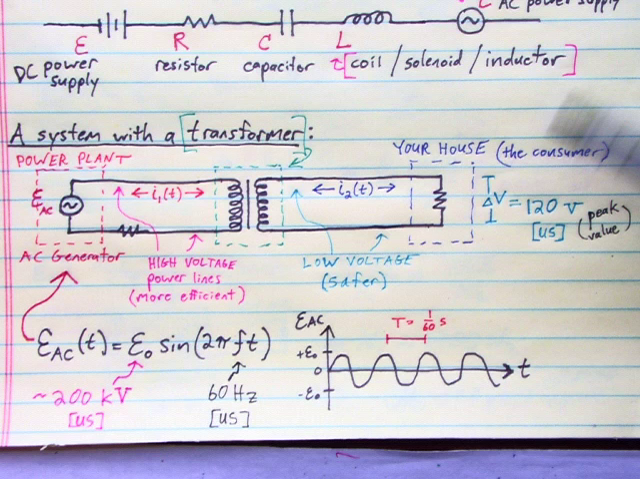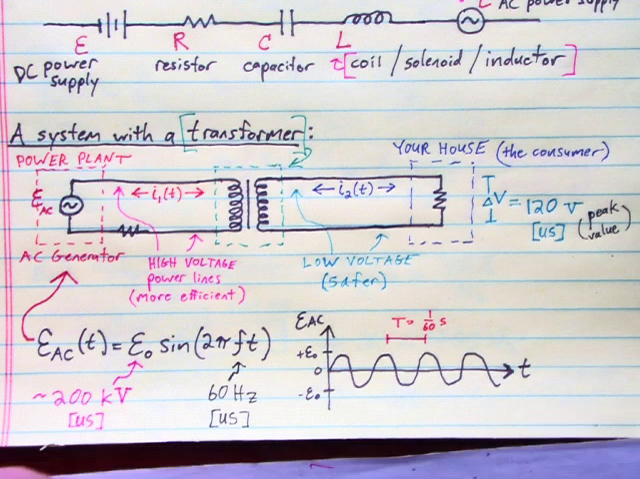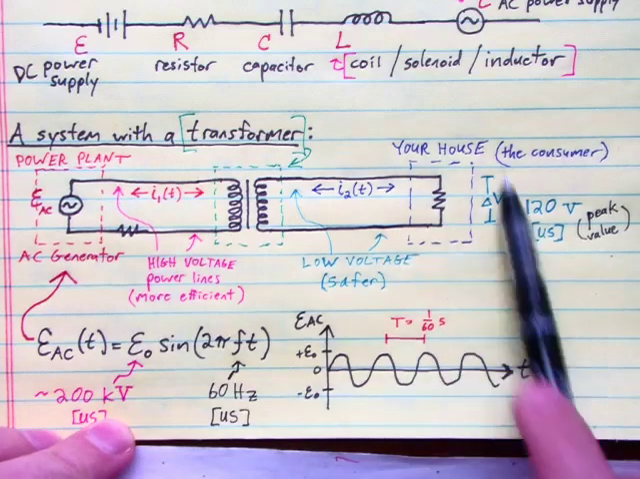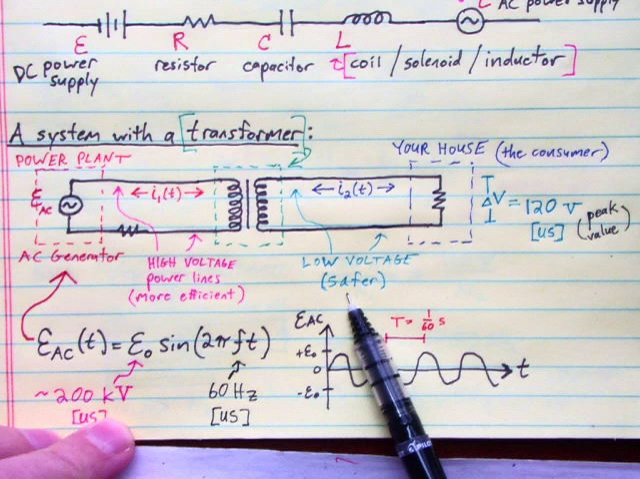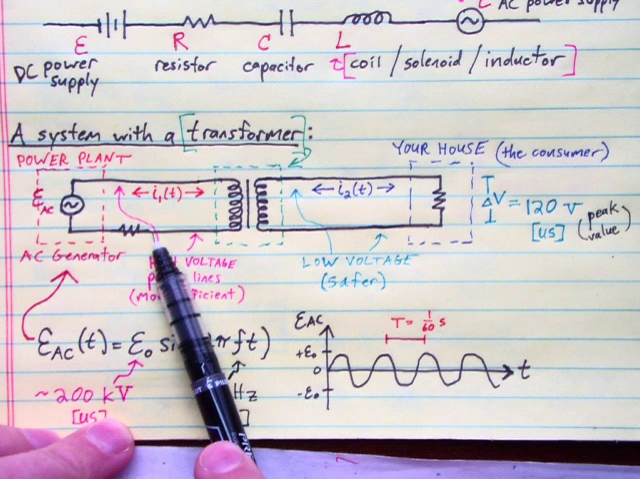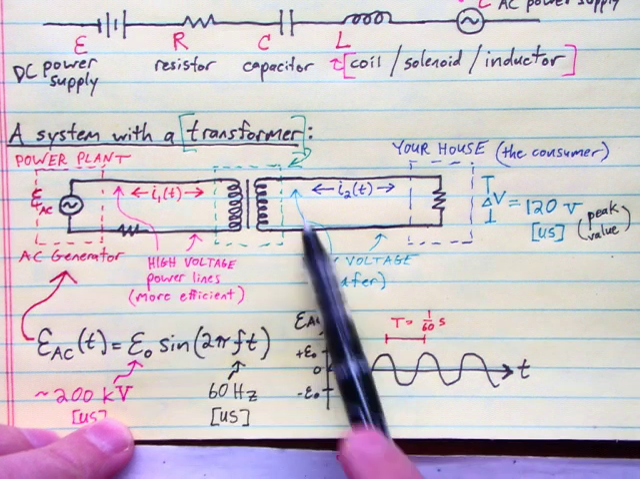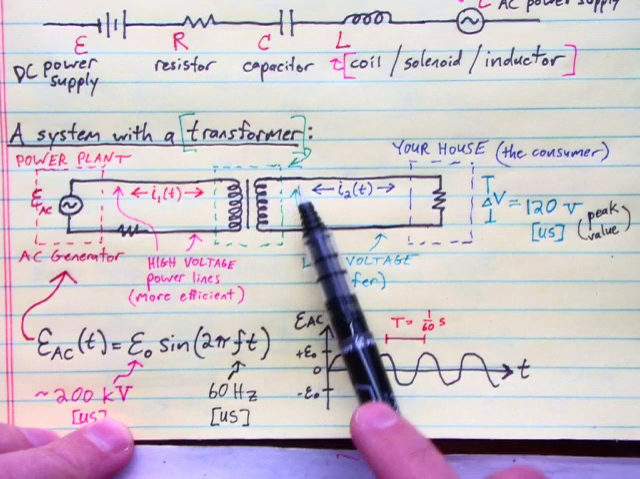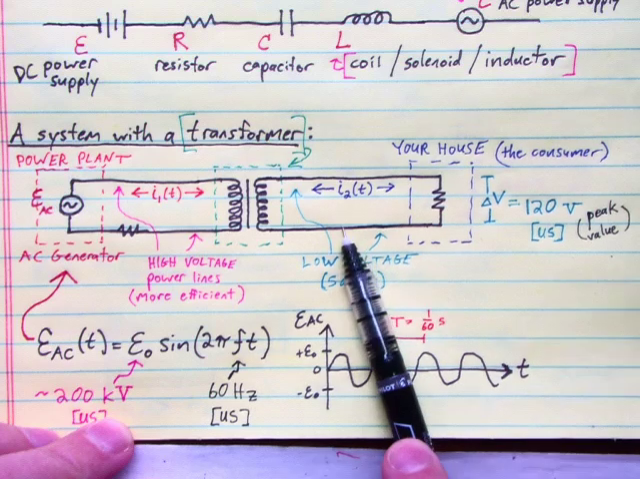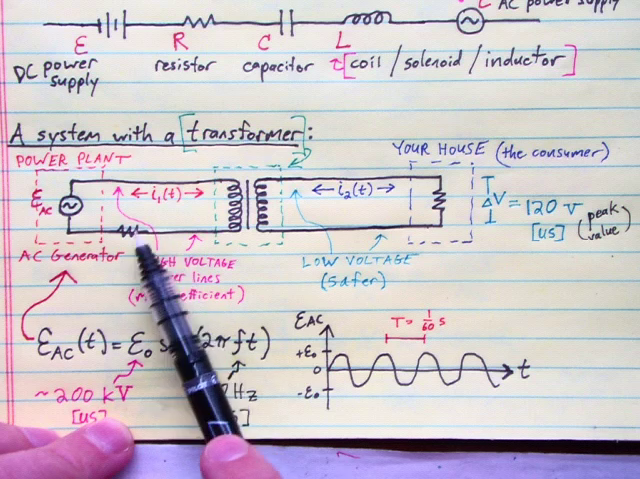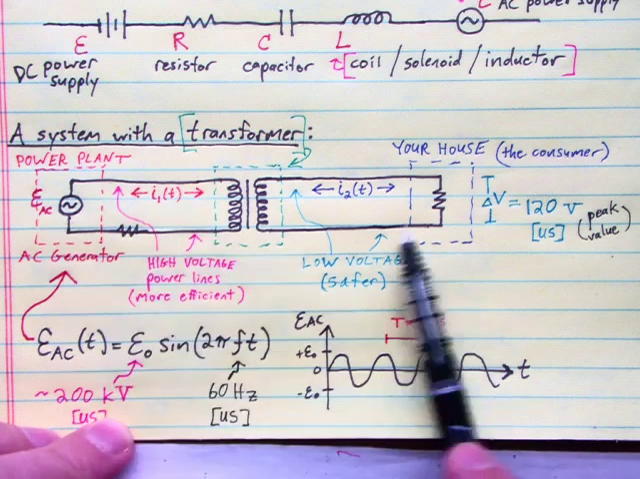Okay, but if you've been paying attention, you'll note that we've got high voltage over here and low voltage over here at the house, which is safer for our consumer. The high voltage is more efficient for transmission. We'll talk about that soon. So to make this possible, in the middle, we need a transformer, a device that can change our high voltage into low voltage once we are ready to deliver power from our transmission system to the consumer system.